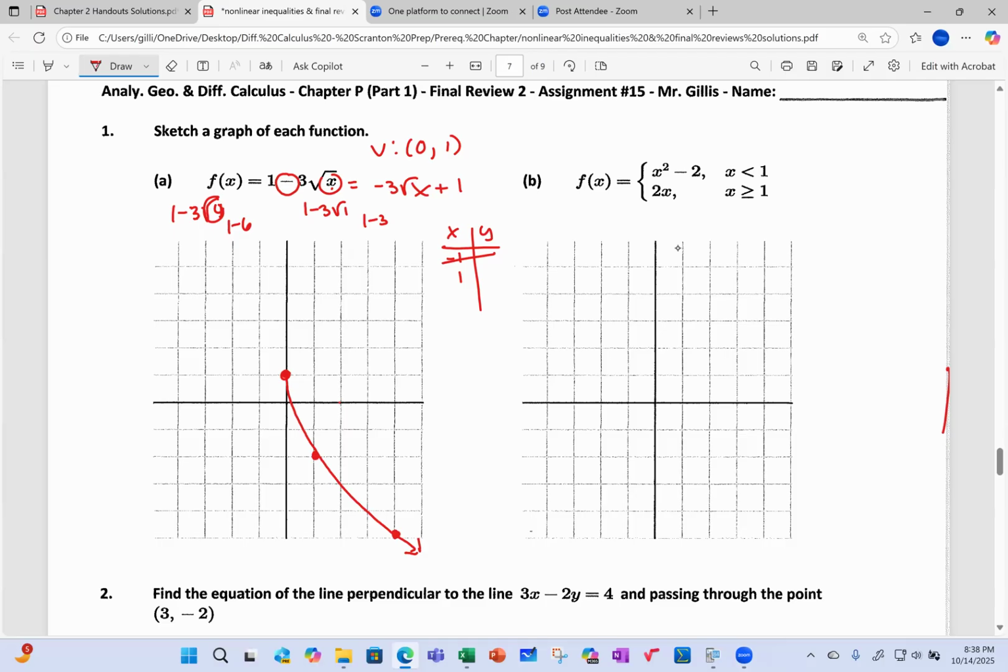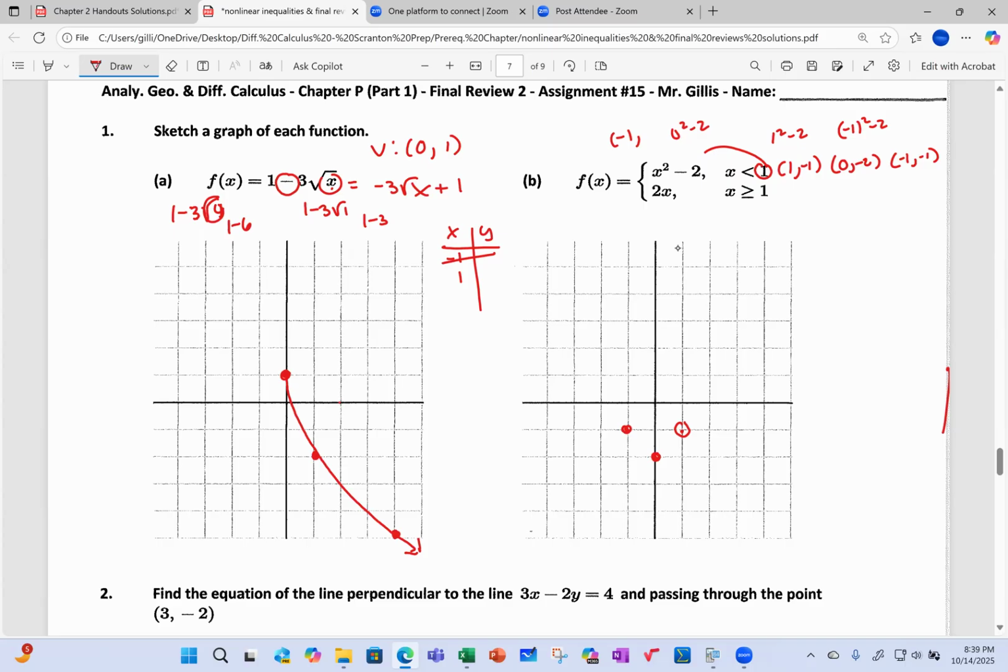In this one here, I'm still going to pick 1 to get that started, and 1 squared is 1, minus 2 is -1. 0 is also less than 1, and 0 squared is 0, minus 2 is -2. And then I'll pick -1. -1 squared is 1, minus 2 is -1. So I think I'm just going to connect those now. So it's 1, -1. That gets an open circle because it's not equal to there.